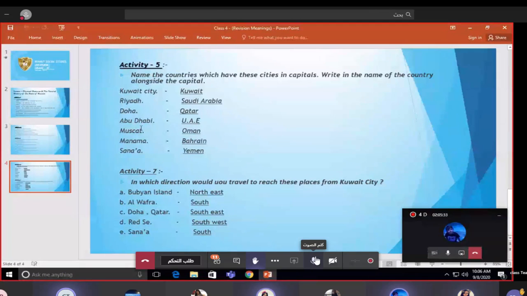Abu Dhabi, UAE. Muscat, Oman. Manama, Bahrain.